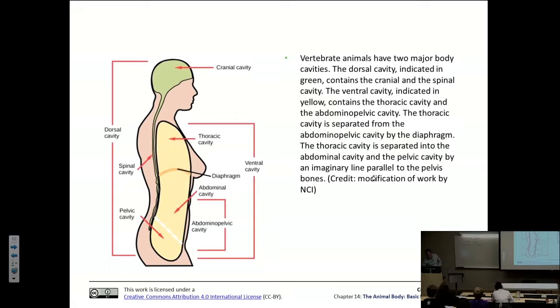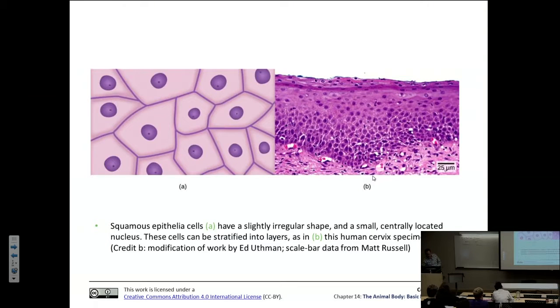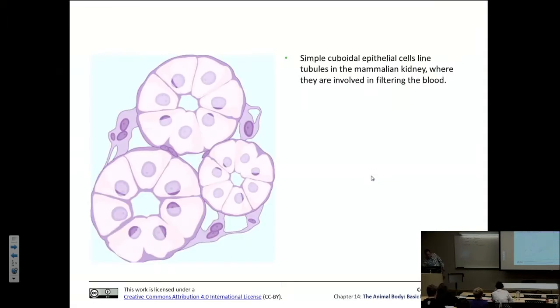Some of those here. So there's like your cheek cells. Here's some in the kidney that are called cuboidal. So, examples of epithelial cells named for what they look like.